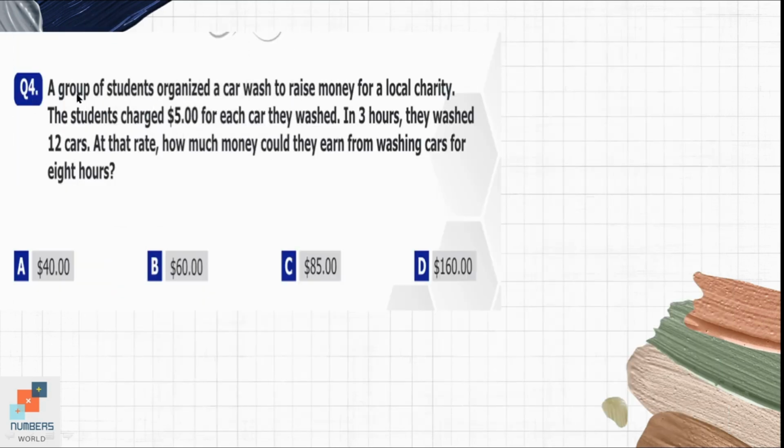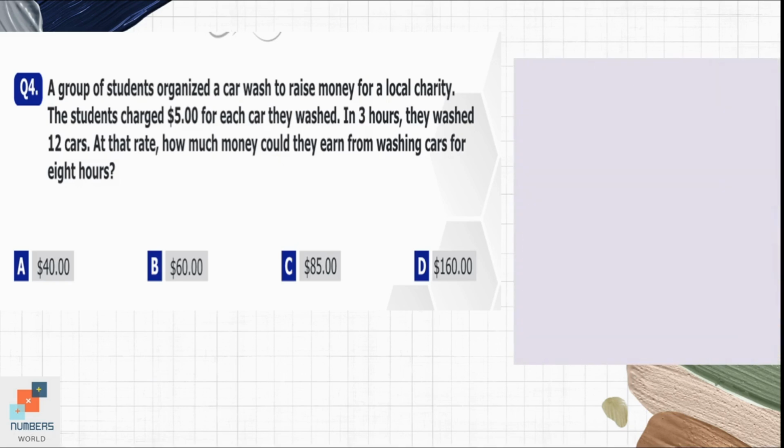Question number 4, a group of students organized a car wash to raise money for a local charity. The students charged $5 for each car they washed. In 3 hours, they washed 12 cars. At that rate, how much money could they earn from washing cars for 8 hours?